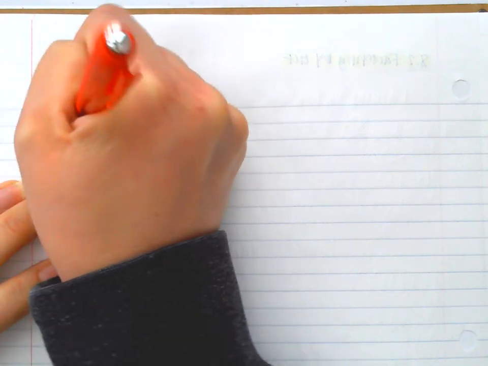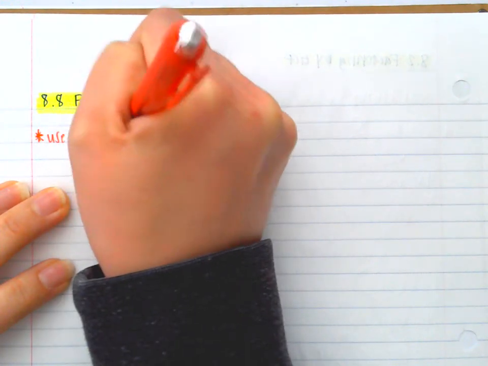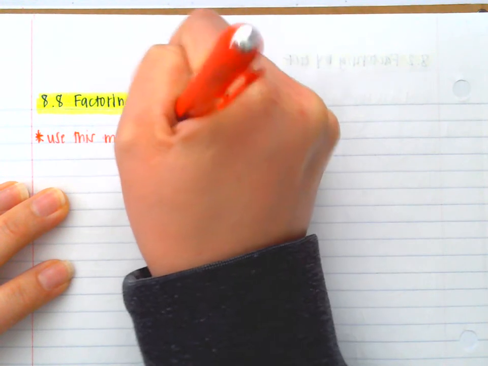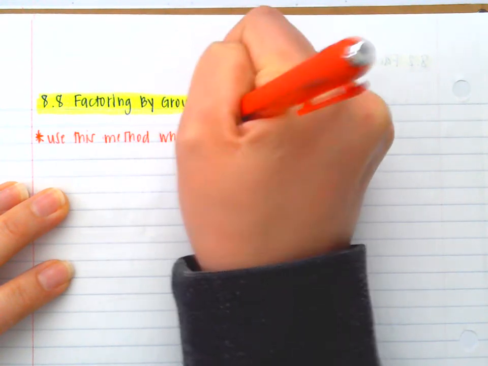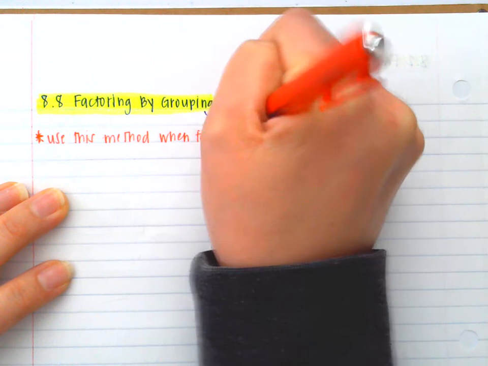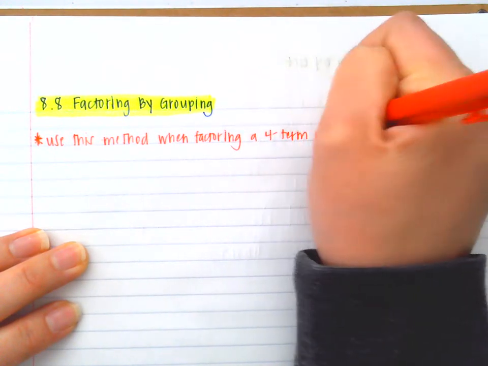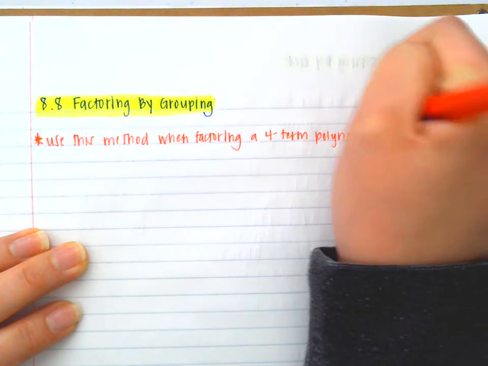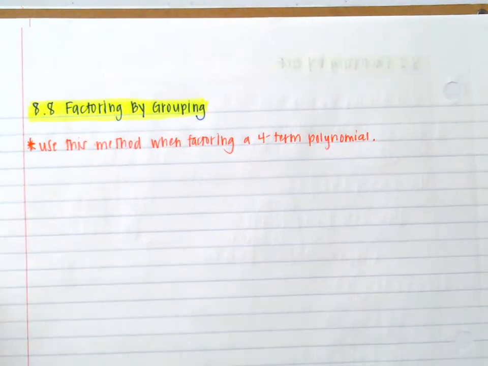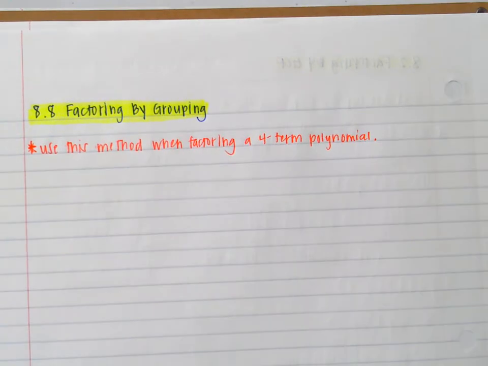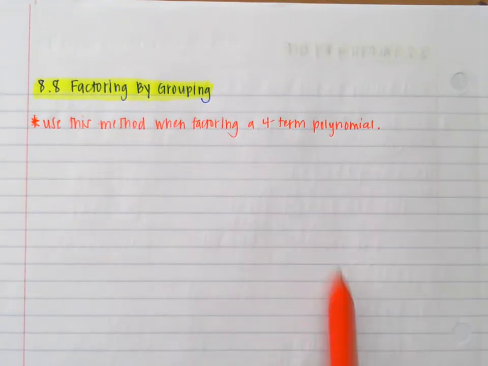Use this method when factoring a 4-term polynomial. Okay, so that means that there are just 4 terms there. I'm going to do steps, and then I'm going to do an example. So I'm going to split my paper in half here.